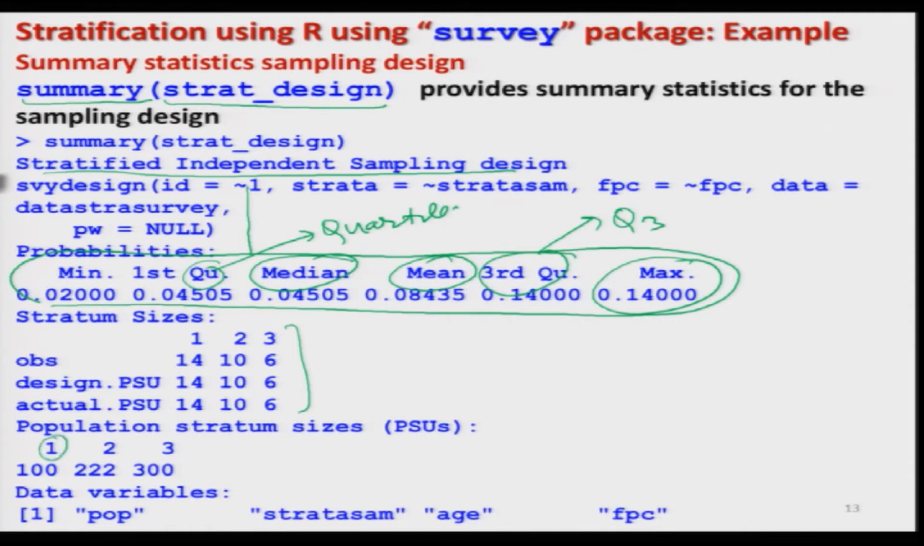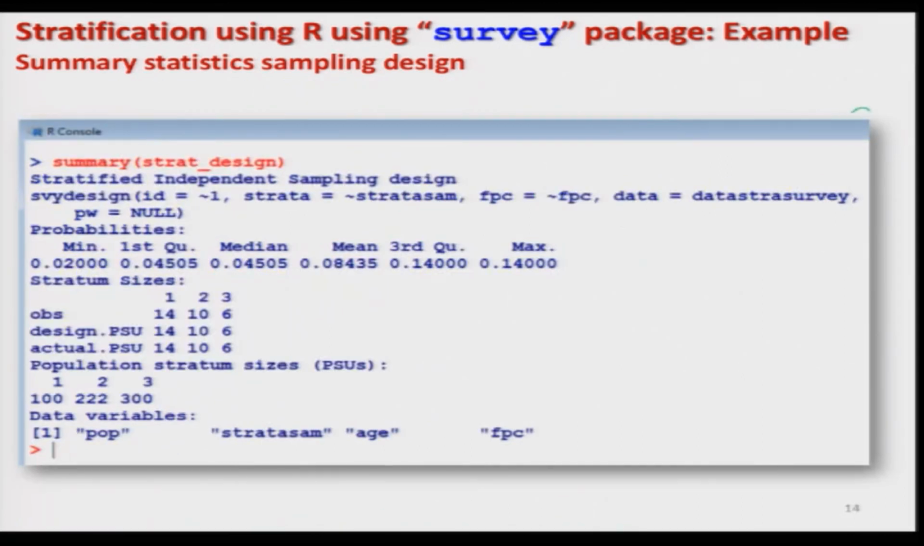For example, it is giving that stratum number 1 has 100 units, stratum number 2 has 222 units, and stratum number 3 has 300 units. And what are the variables in the data set? These are given here: population, stratum sum, age, FPC, and this is the screenshot of the same outcome, right.